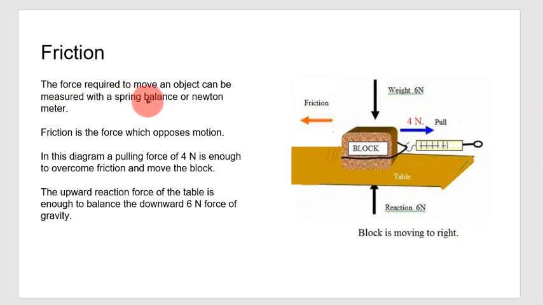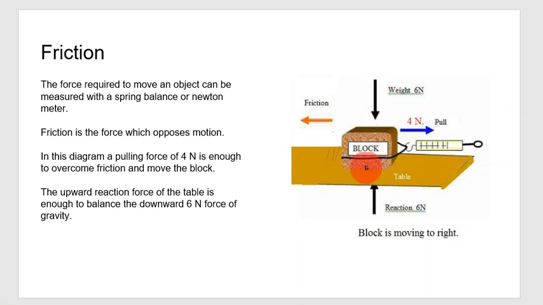The force required to move an object can be measured with a spring balance or a Newton meter. It looks something like this, and we can attach it onto the object that we want to move and pull it, and it'll give us a measure of the number of newtons we have to apply to get it to move. Friction is the force which opposes motion. In this diagram, a pulling force of 4 newtons is enough to overcome the friction and move the block.